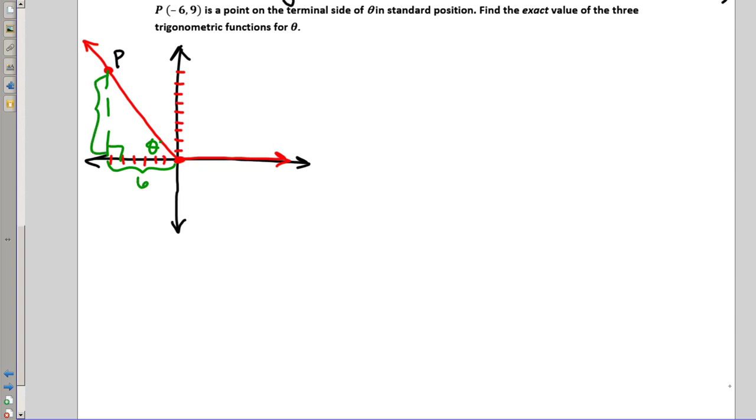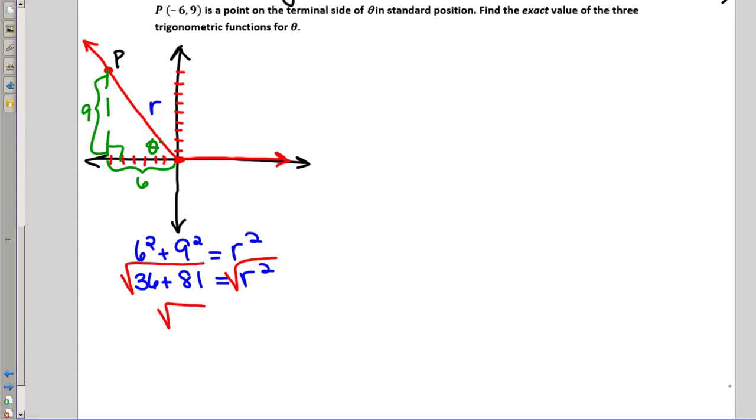We know this length here is 9 units, and we need to find the length of the hypotenuse, and in class we called it r. We said that we would do that using the Pythagorean theorem. So I'm going to have 6 squared plus 9 squared is equal to r squared. 36 plus 81 is equal to r squared. In order to find what r is, we'll take the square root of that. And so we have the square root of 117. That is what r equals.